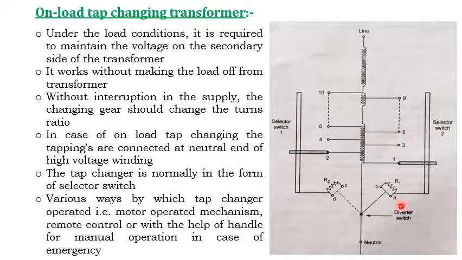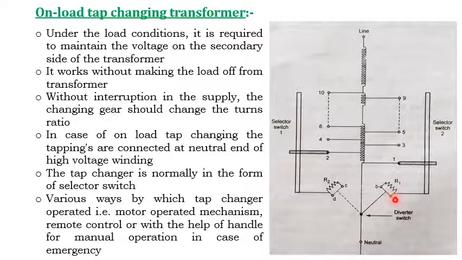If this diverter switch terminal A to B is closed, this becomes a closed circuit. So how will the load current be flowing? The load current will be flowing through the tapping, through the resistor R1, and through point A.